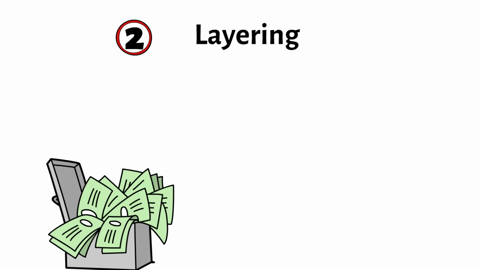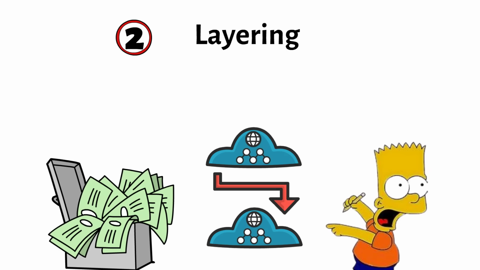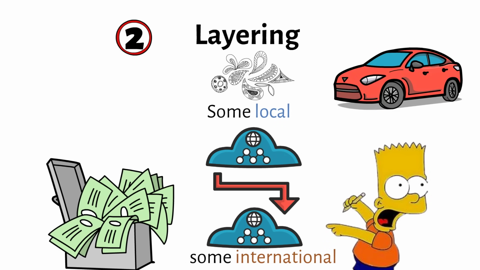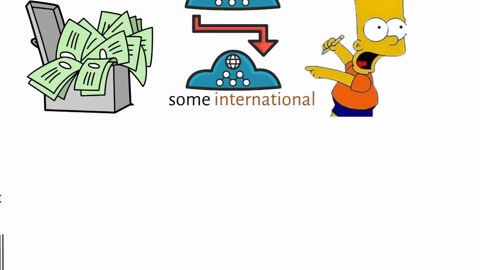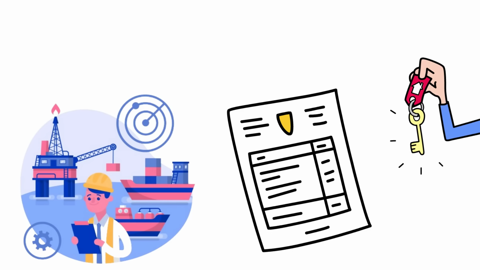2. Layering. Now that the money is in the system, Simpson needs to make it hard to trace. He transfers it between different bank accounts, some local, some international. He buys and sells assets like cars, art, or even cryptocurrency. He might invest in real estate or stocks. He could also create shell companies, businesses that exist only on paper, with no real operations. Each step adds another layer.